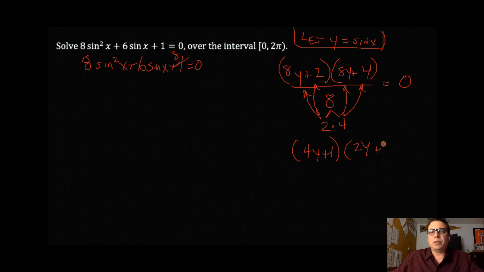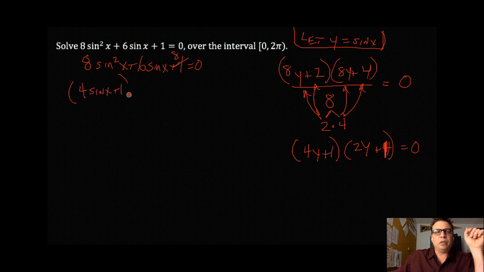2y plus 1. I'm sorry, not 2y plus 4, 2y plus 1. So now I come back over to here, and that means then I've got 4 sine x plus 1 times 2 sine x plus 1 is equal to 0. So then that means I'm looking for when is sine x equal to negative 1/4, and when is sine x equal to negative 1/2.